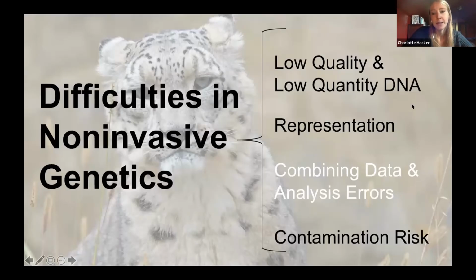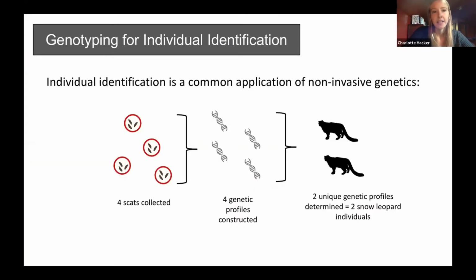And then I'm going to go into combining data and analysis errors. One of the main applications of non-invasive genetics is genotyping for individual identification. To break this down into a condensed nutshell: if you're out in the field and you collect 4 scat samples (most of the time you're going to be collecting many more, but this is just a hypothetical), and then you construct 4 genetic profiles based on your microsatellites, maybe you find that out of those 4, you have 2 unique genetic profiles. That would tell you that you have 2 snow leopard individuals in that particular area where you're working.